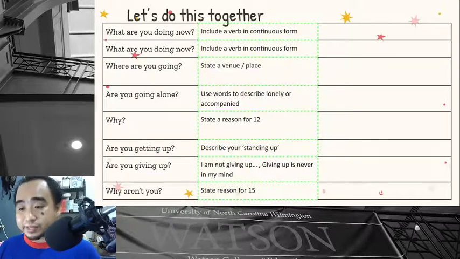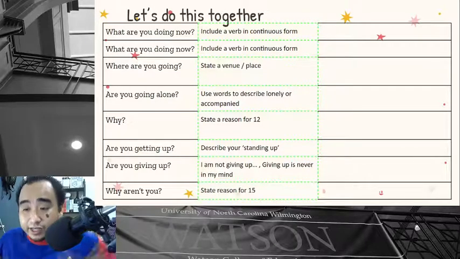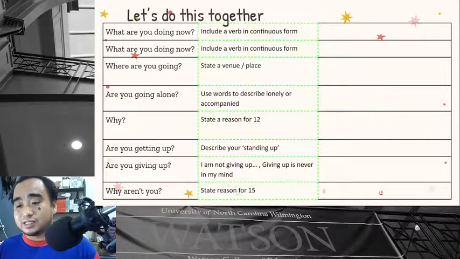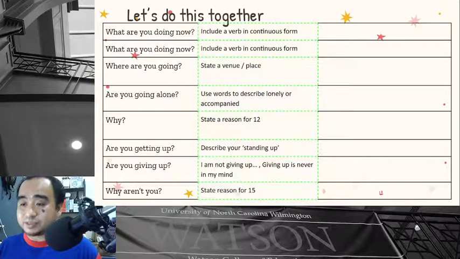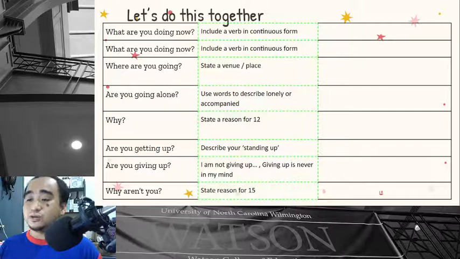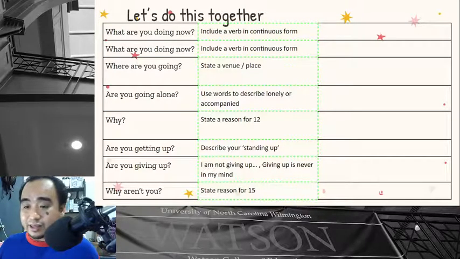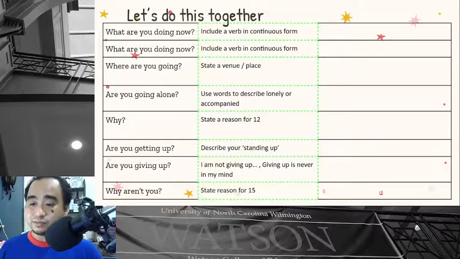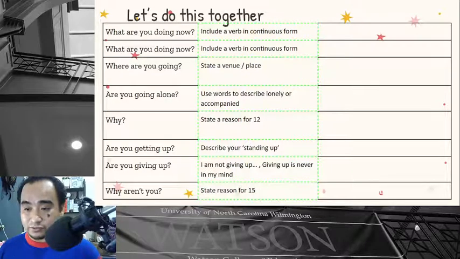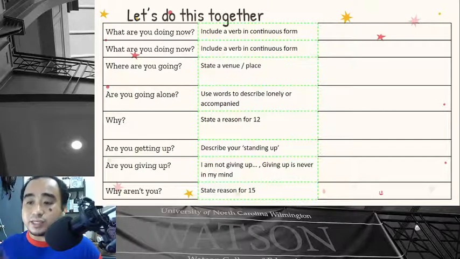Are you getting up? Okay. Are you getting up? You get up from the sadness that you suffered earlier. Are you giving up? I'm not giving up. Or giving up is never in my mind. Sentences like that. And then why aren't you? Why aren't you giving up? Okay, state the reason for the previous one. So just mention the reason all in short sentences. Okay, to make it as a poem.